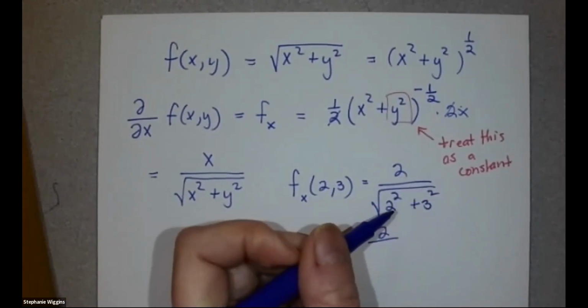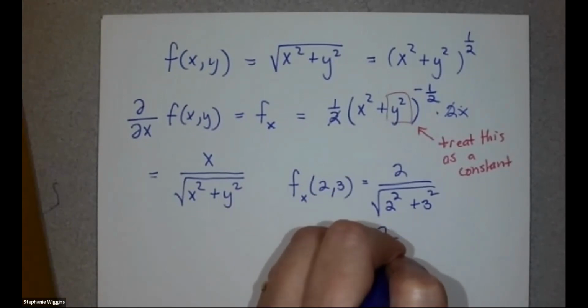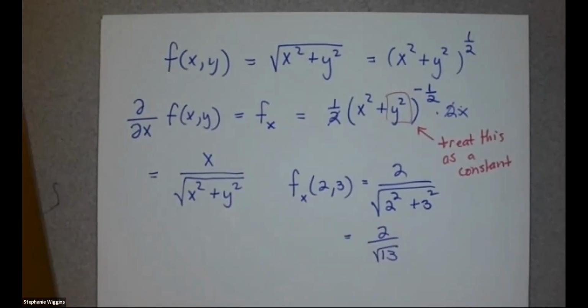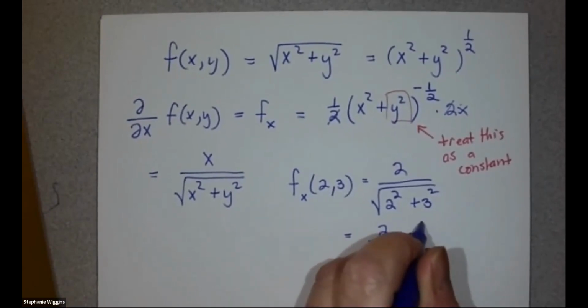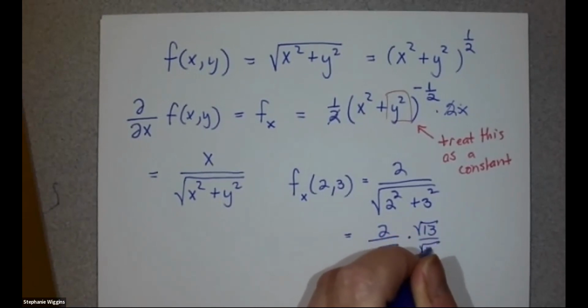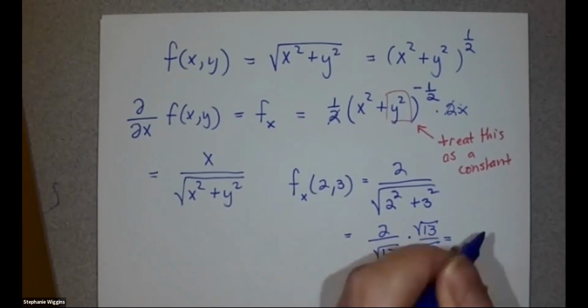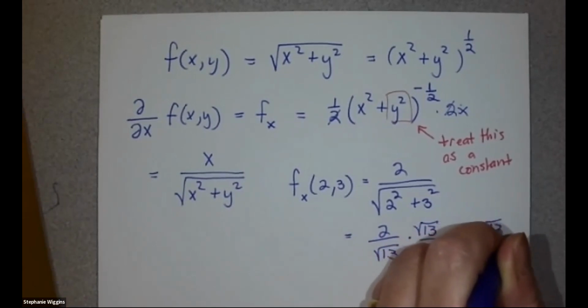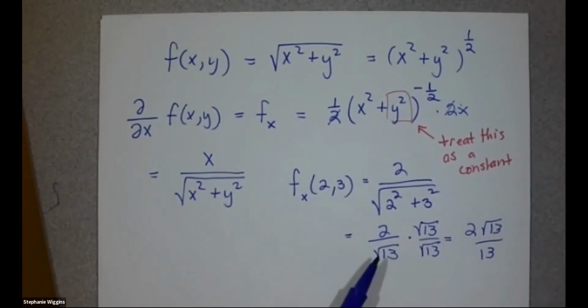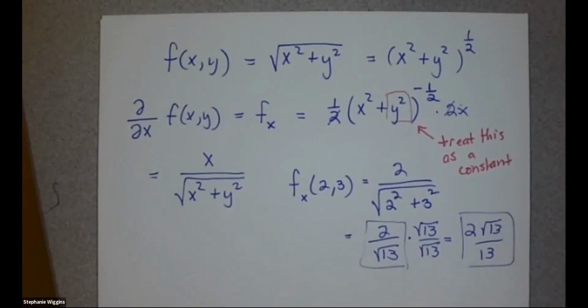And then we have 2 over the square root of 13. Normally we would rationalize the denominator, but I tested it earlier and they accepted this as an answer. But normally we would multiply top and bottom by the square root of 13, and we get 2 square root of 13 over 13. But like I said, they accept this as an answer. So either one is valid.